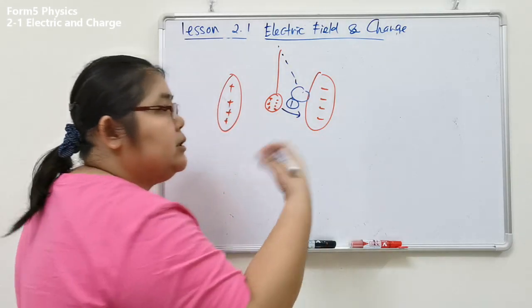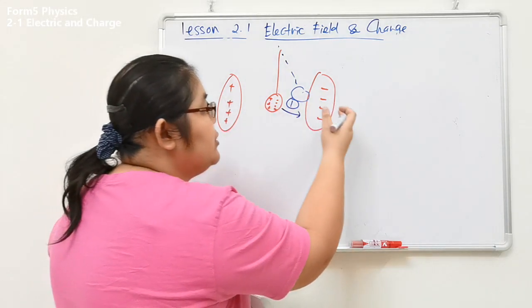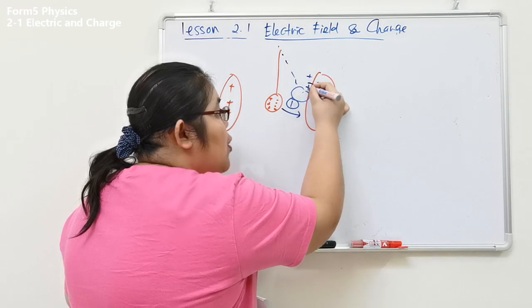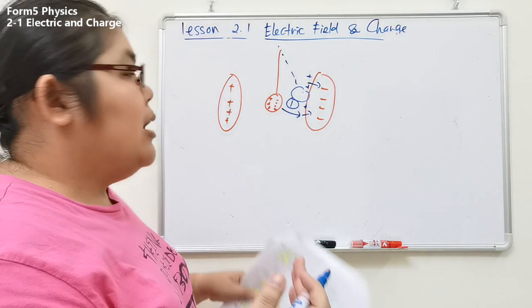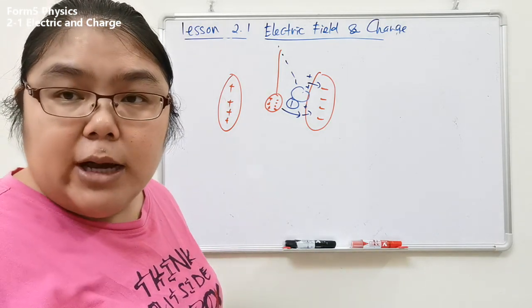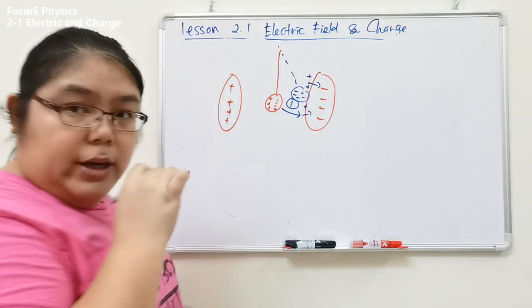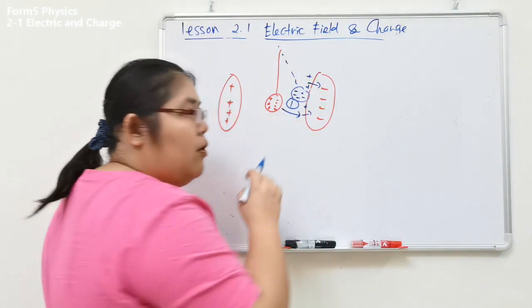Okay, all the positive will be lost. Agree? Because they go to neutralize with the electron. All the positive will go here. All the positive charge, they are attracted by the negative plate. Now what happened to the ping pong ball? The ping pong ball has lost all the positive charge. That means now all inside is negative. Okay? So if all inside is a negative plate and negative ball, what happened?